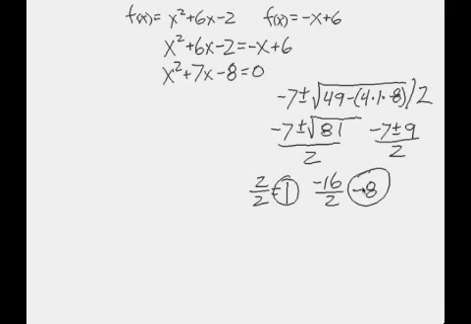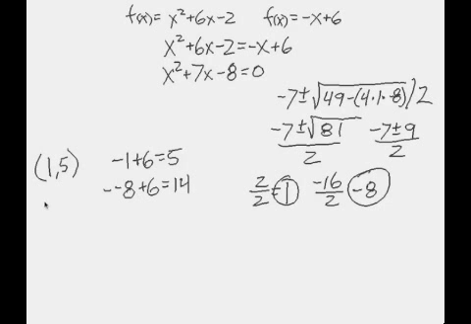So there are two x values for our points of intersection. Put them back into the linear function and get the y's that go with them. So I'm going to have negative 1 plus 6, that's 5. So one of our points, 1, 5. Put in our negative 8. I got negative 8 plus 6. But that's just positive 8 plus 6, or 14. So the other point, negative 8, 14.